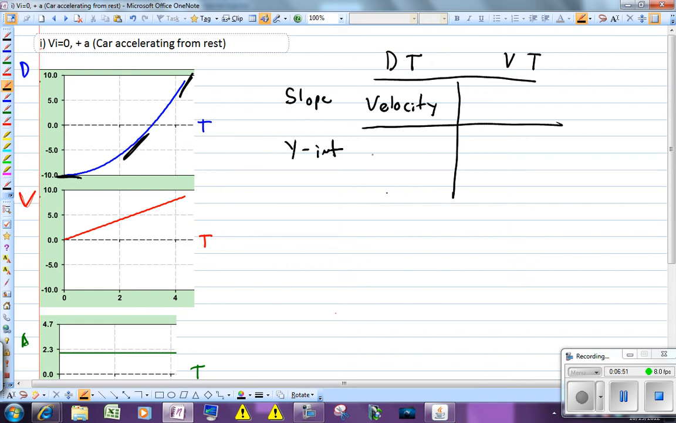And the y-intercept was initial position. On a velocity time graph, we're going to be looking at those same two items. Y-intercept now will not be the initial position, it'll be the initial velocity. And when you look at a slope on a VT graph, that's going to be the change in velocity divided by time. Well, we have a word for that. That's acceleration.